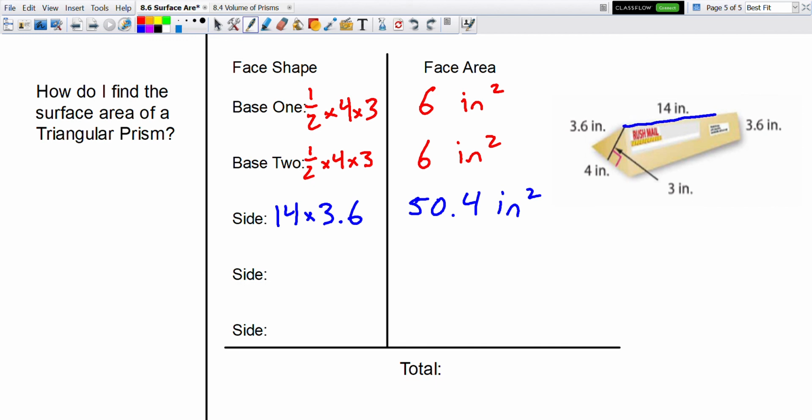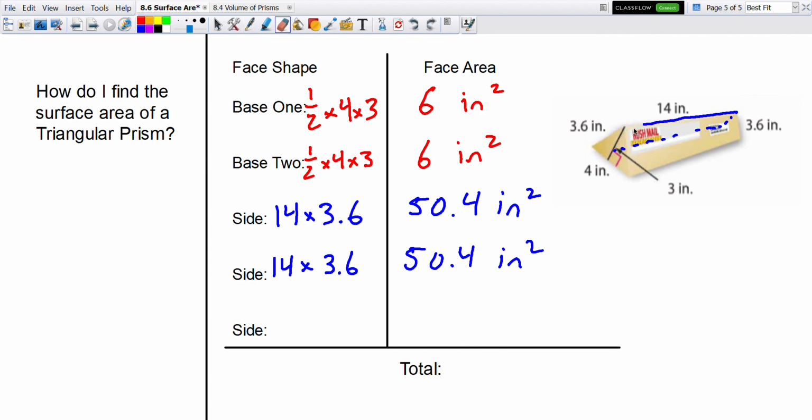So back over here, there's a rectangle too. We just can't see it. But we do know it's 14 inches long. We can see across the top there, it's 14 inches long for sure. And the height of that rectangle is 3.6. It's 14 inches long and 3.6 inches wide. Okay, 14 times 3.6 is going to be, again, 50.4 square inches.